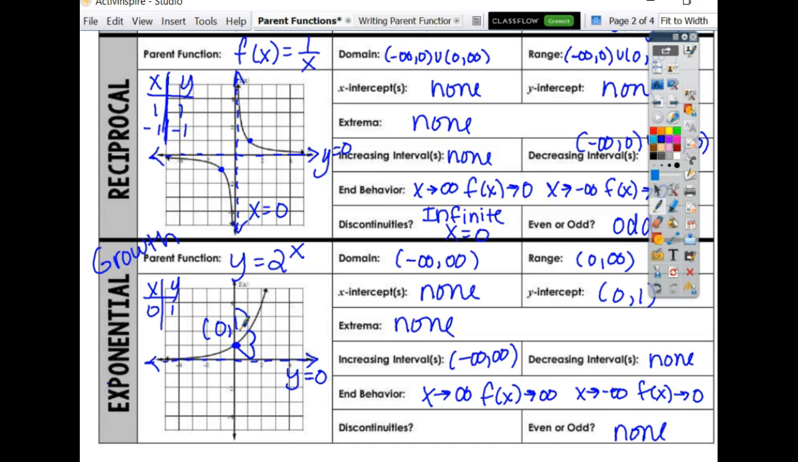But what's the x value here? What's anything raised to the 0 power? 1. Anything raised to the 0 power is 1. So whether it's 2 to the 0, I still get 1. If it's 5 to the 0, I still get 1. If it's 1,000,000 to the 0 power, it's still 1. So every exponential growth goes through this point. And the same is true for the exponential decay.